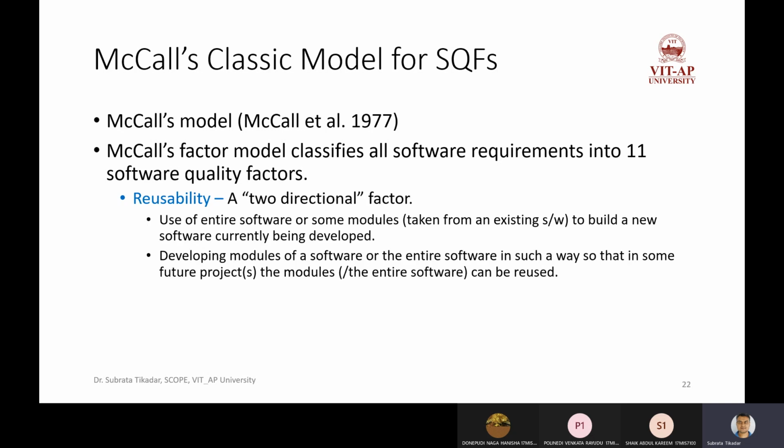Then reusability. So reusability is again thought of in two dimensions. That's why it is called a two dimensional or two directional factor. So suppose when you are building software, you are developing software. In that case, whether you can reuse some component of an existing software or not. So that is one kind of reusability.